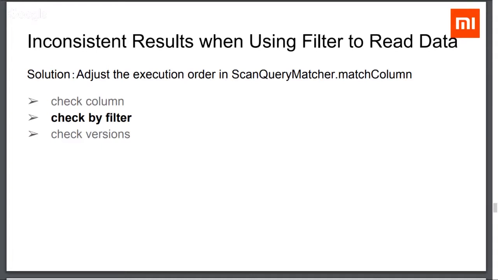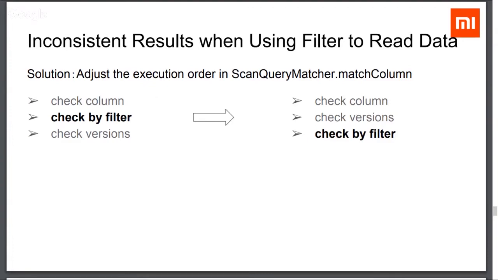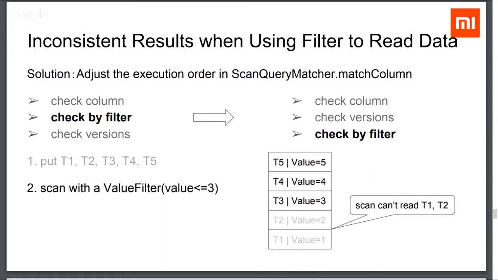Because T3, T2, and T1 will pass the filter check, they will pass to the versions check. And the max version is 3, so they will be added to the result. So our solution is to adjust the execution order. We will check versions first, and finally check by filter. So look at this case.